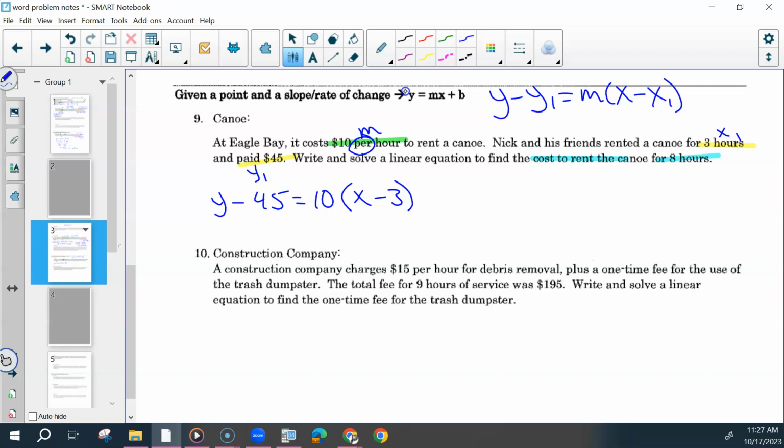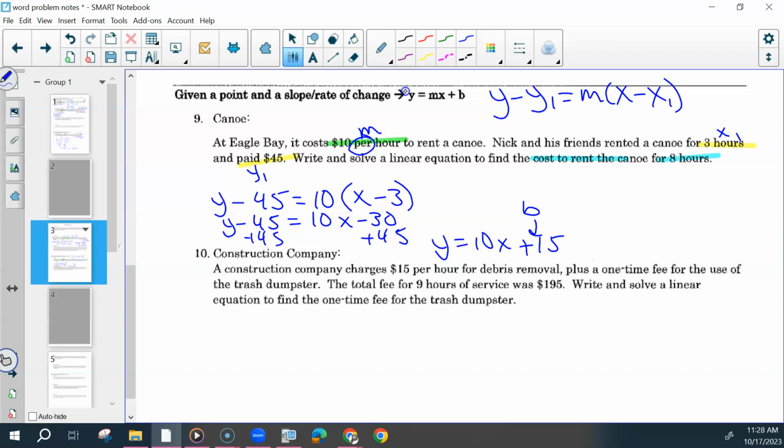We're going to solve this just like we did before. What would be our first step? Distribute. We have 10x minus 30. And then to get y by itself, add 45 to both sides. So the equation we have is y equals 10x plus 15. That 15 would be the b. That would be the deposit that they'd have to give in order to rent the canoe at all.